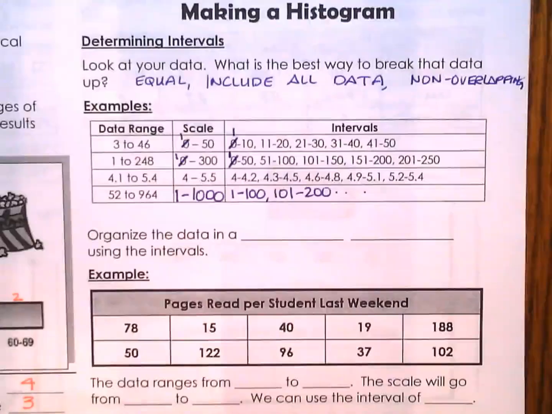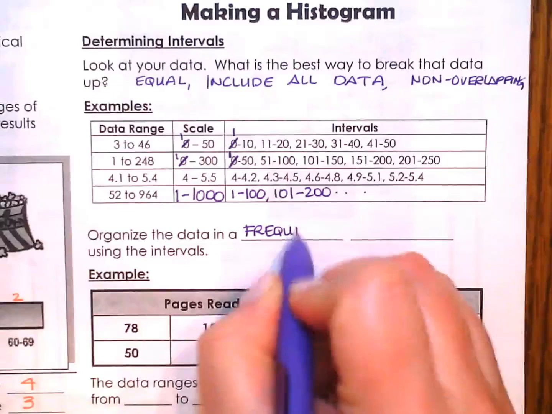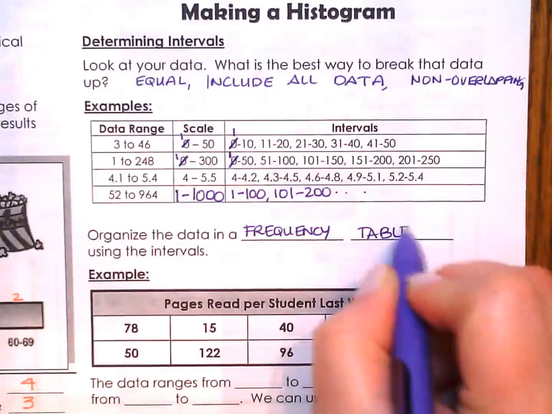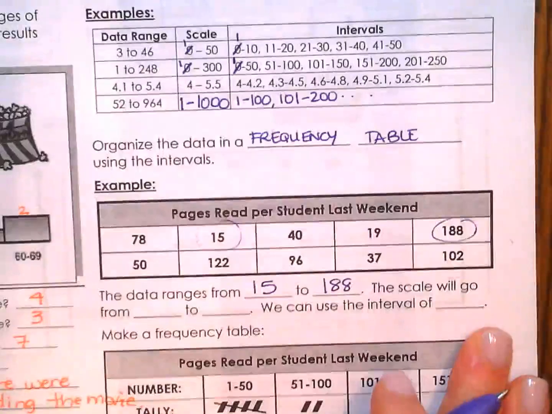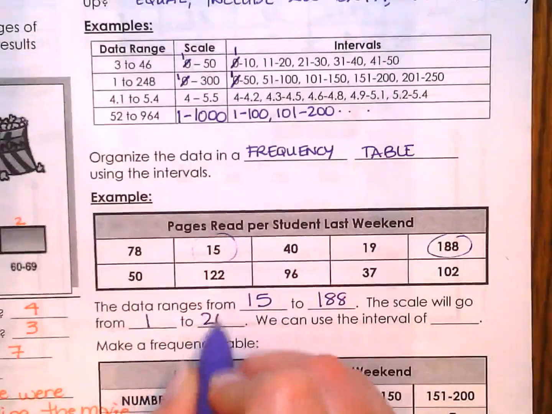All right? So step number 2 is to organize the data in a frequency table. Once we decide on those intervals, we're going to take our data and make a frequency table using the intervals that you decided. So if these were the pages read per student last week, the data ranges from the smallest number, which looks like 15, to the highest number, which appears to be 188. The scale will go then from probably 1 to, let's say, 200.